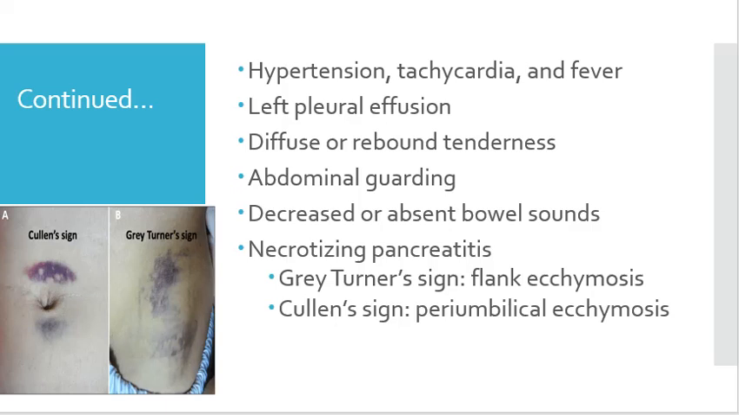So you can see picture A is of Cullen's sign, which shows periumbilical ecchymosis, and picture B shows Grey-Turner's sign, which is flank ecchymosis. Very important to note, if the patient does have these, it's very much emergency intervention.